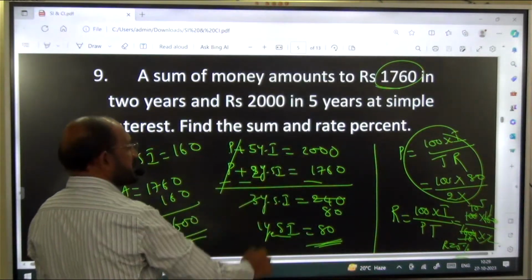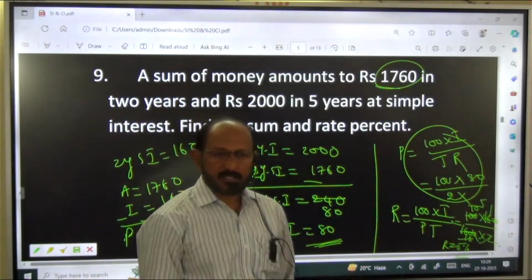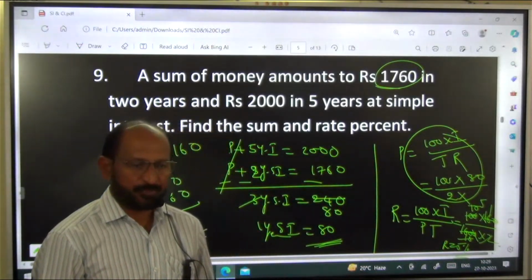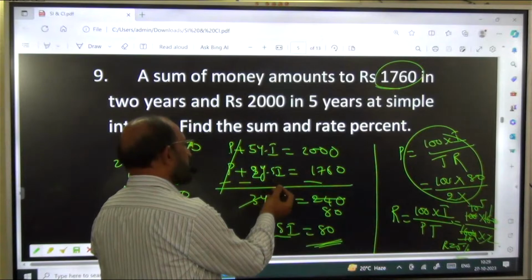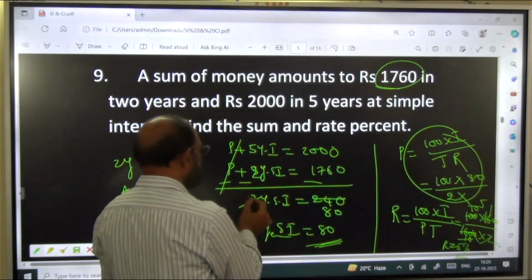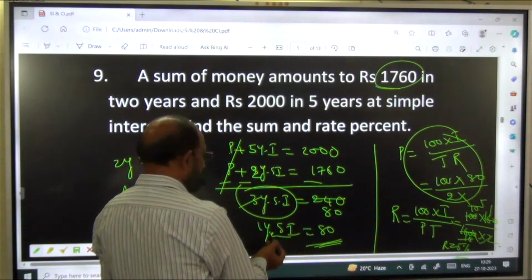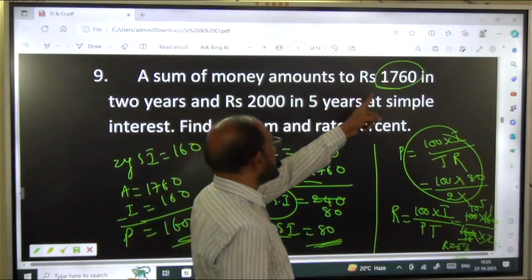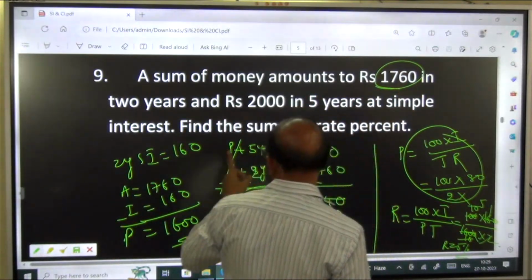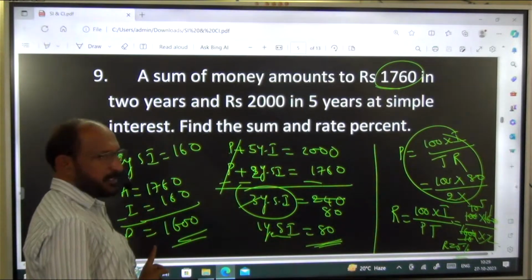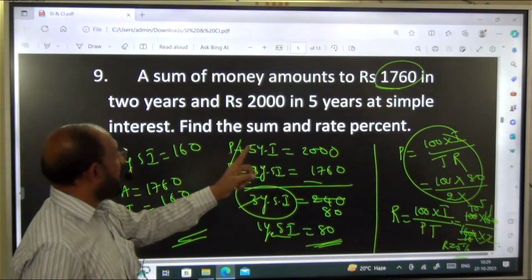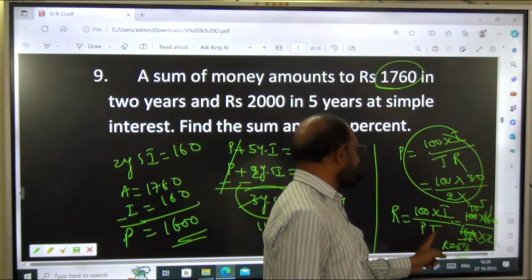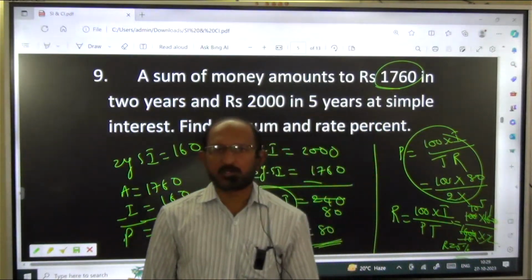Principal plus 3 years interest. Simple interest is always the same for every year, so the rate of interest will be the same. Principal plus 2 years simple interest is 1760. After subtracting, 3 years simple interest gives 1 year simple interest of 80 rupees, 2 years simple interest 160. We know the 2 years amount, then subtract this simple interest, and we get the principal. We know the principal, interest and time. Rate we have to find out: 100 into I by PT. Substitute to get the rate of interest equal to 5%.